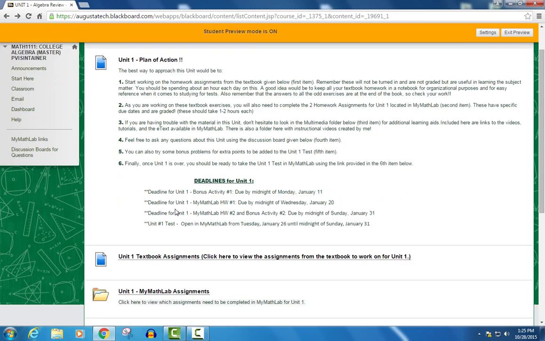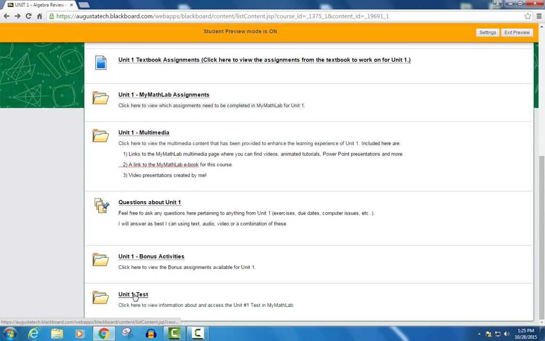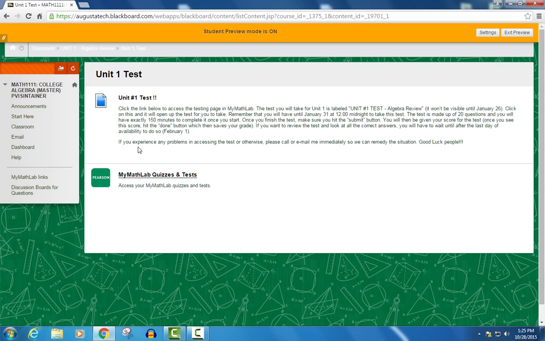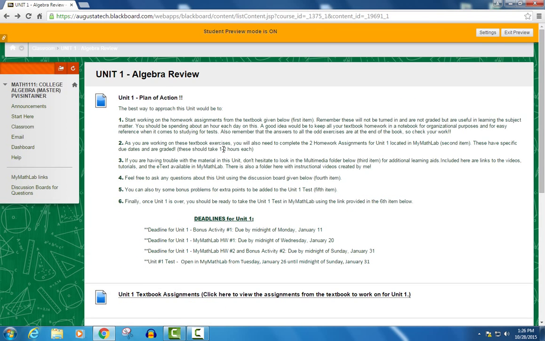And then finally, at the end of each unit is a folder dealing with the test. This one talks about the Unit 1 test, which is on MyMathLab. It gives you the specific due dates. Again, this is spring 2016 term, so these due dates obviously may not be the ones that you're going to see. And it gives you a link to the testing page for MyMathLab, which is where you would take that test.